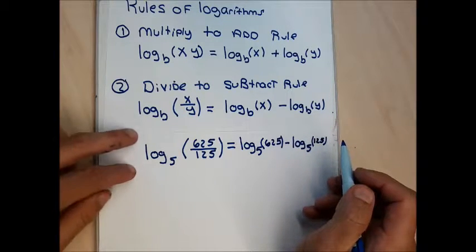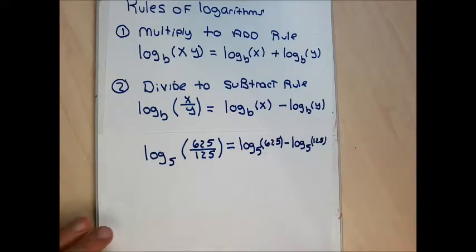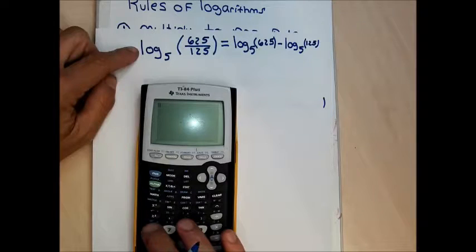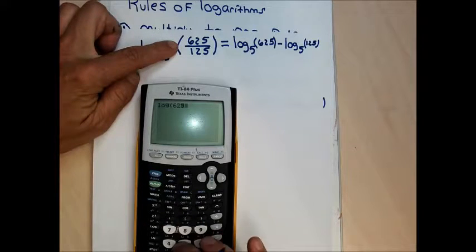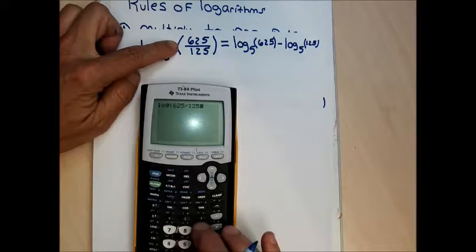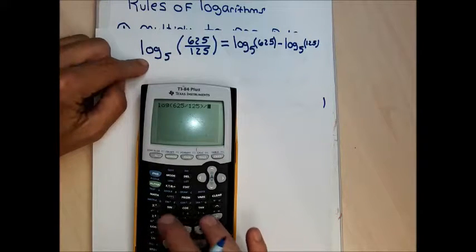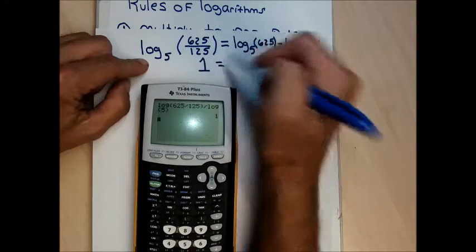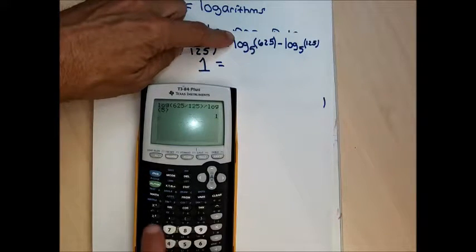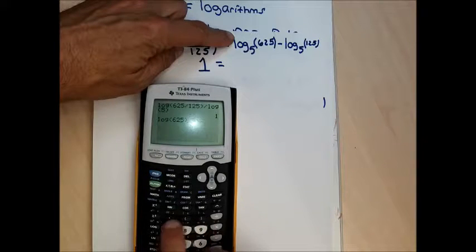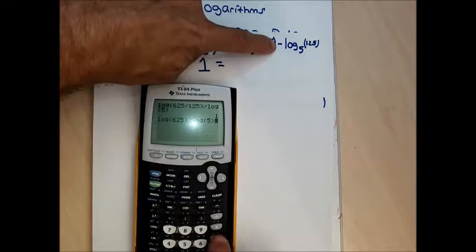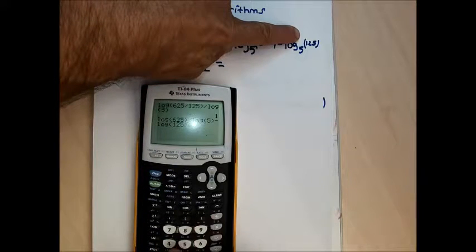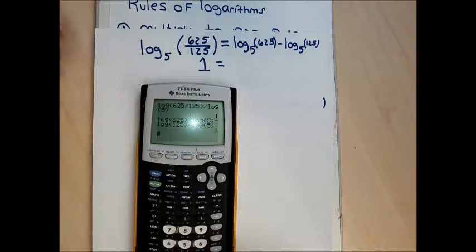I claim that this side is equal to that side, and let me show you on my calculator really quickly that these 2 sides are the same. So on the left-hand side, I would do on my calculator the log of 625 divided by 125 divided by the log of 5. And the left-hand side comes out to be 1. On the right-hand side, I'd enter the first logarithm, which is a log of 625 divided by the log of 5. And then I'd enter the minus sign. And then for this logarithm, I do the log of 125 divided by the log of 5. And I'd get 1 as well.